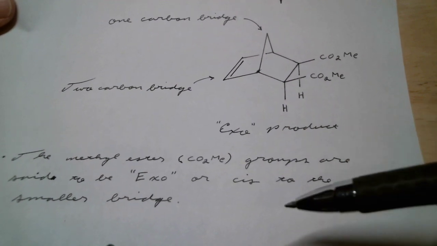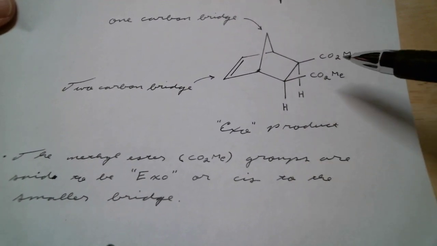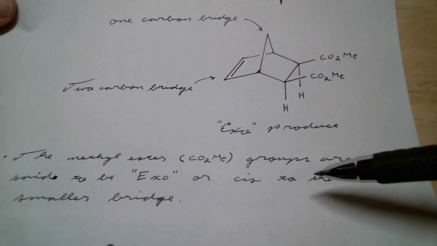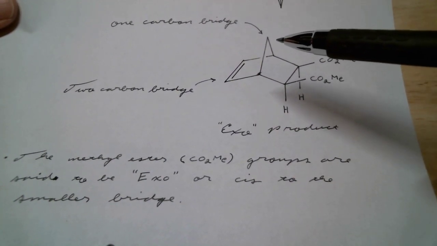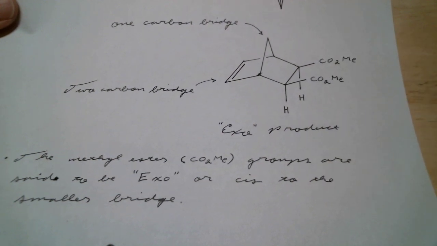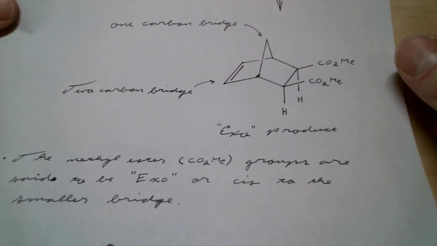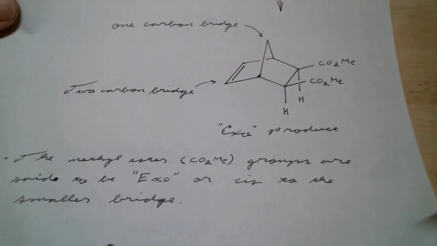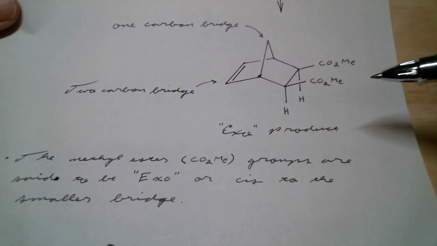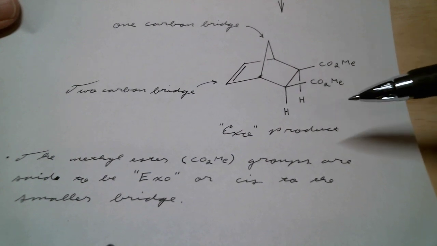We call it the exo product because the methyl ester groups are said to be exo or cis to the smaller bridge that has formed in our product. It's just a kind of strange way of designating this particular product. And there's a very unintuitive aspect to this reaction.